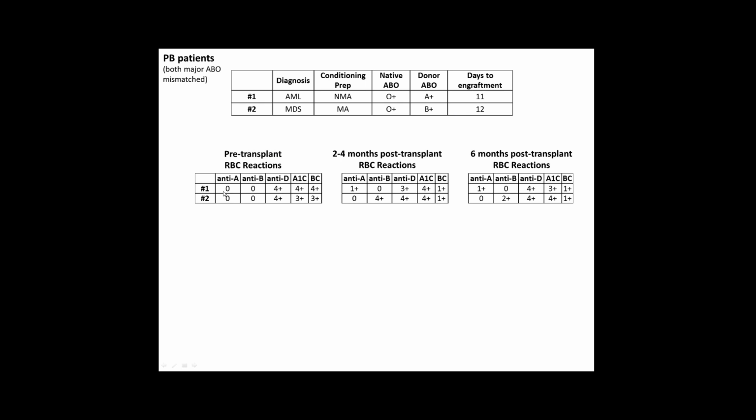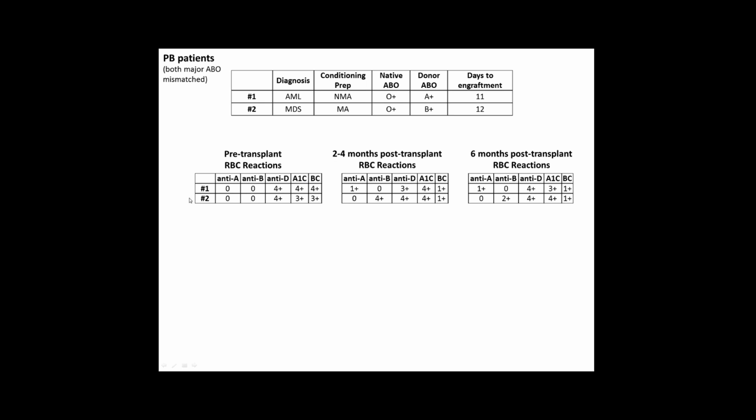Patient number 1, pre-transplant, was appropriately expressing no A or B antigen on her red cell surface, and expressed the anti-A and anti-B antibodies in her back type. 2 to 4 months post-transplant, she was expressing the A antigen on her surface, but also was very strongly expressing the anti-A antibody in her back type, and that persisted at 6 months post-transplant.